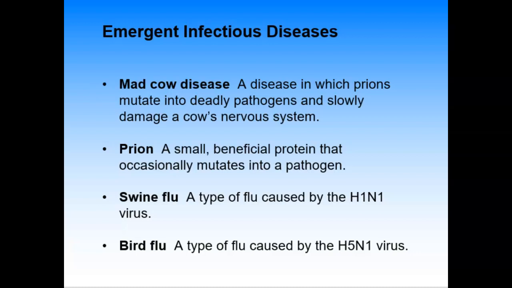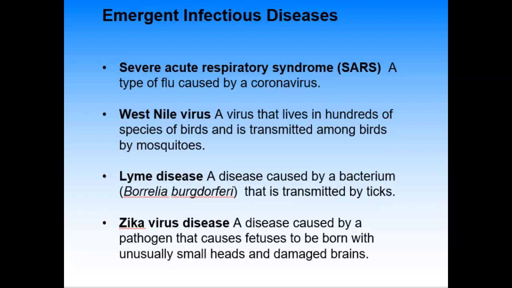Swine flu is a flu caused by the H1N1 virus, and the bird flu is a flu that's caused by a different variant of the H5N1 virus. SARS is the severe acute respiratory syndrome. It's a type of illness caused by coronavirus. West Nile virus, it's a virus that lives in hundreds of different species of birds, and it's transferred by mosquitoes.